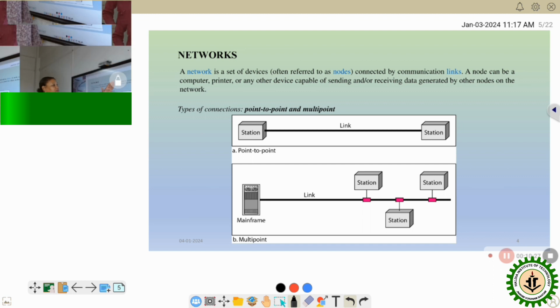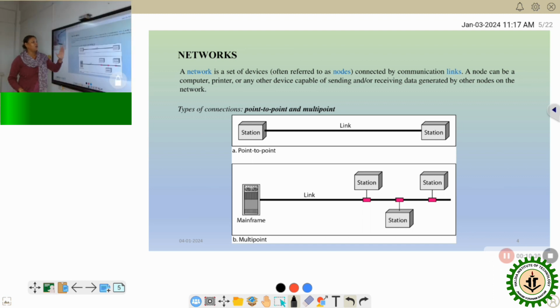Okay. A node can be a computer, printer or any other device capable of sending and or receiving data generated by other nodes on the network. Okay, computer, printer, we know that if it is a computer-based network, it is declared as a computer network. Suppose I am a human being, you are also a human being. So both human beings also pass data with some messages or verbal communication. It is also a network. That is, I am connected with you through some verbal communication. So this is human communication or a human network.